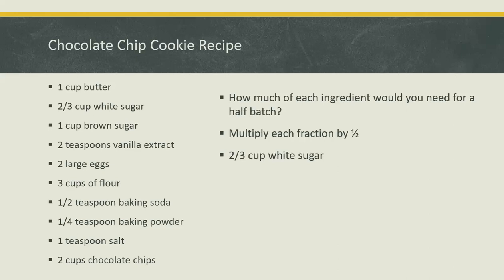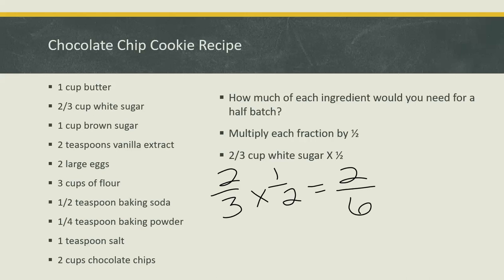Our last fraction was 2/3 cup of white sugar. For our recipe, we're going to use just half of that. We will multiply 2/3 times 1/2. Multiply straight across the top. 2 times 1 is 2. 3 times 2 is 6.